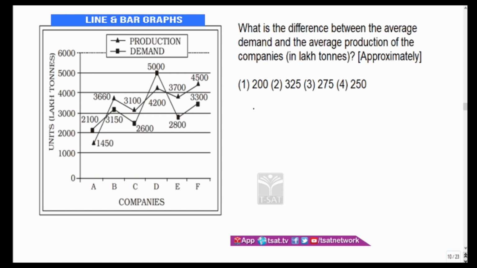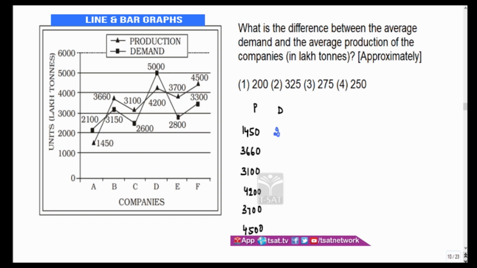First, write down the production and the demand. Production of A. Look at the triangular symbols first. It is 1450. Then 3660. Then 3100. Then after the triangular symbol 4200. 3700. 4500. So production is written. Now write down the demand.